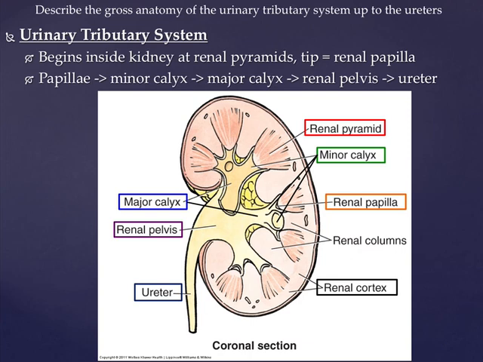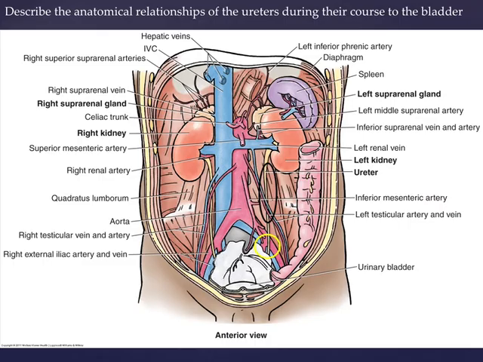And then there are several major calyces that are going to unite to form the renal pelvis, which is highlighted in purple. The renal pelvis is going to narrow down and become the ureter, which is ultimately going to travel to the bladder. So that's sort of a basic, gross perspective of the tributary system, and hopefully in the lab you'll be able to see these things and picture it a little bit better.